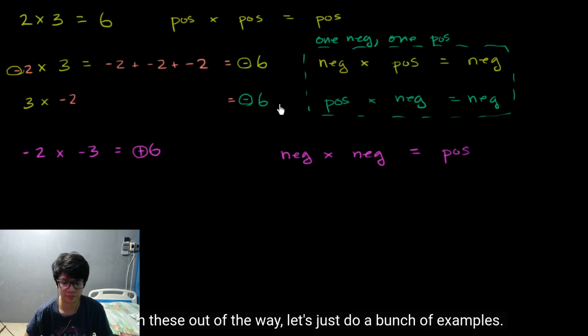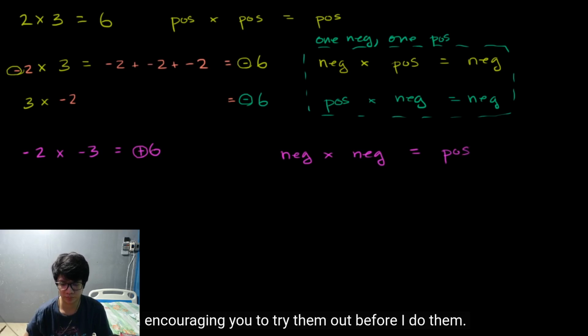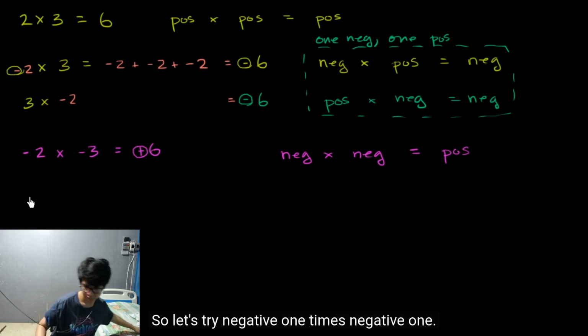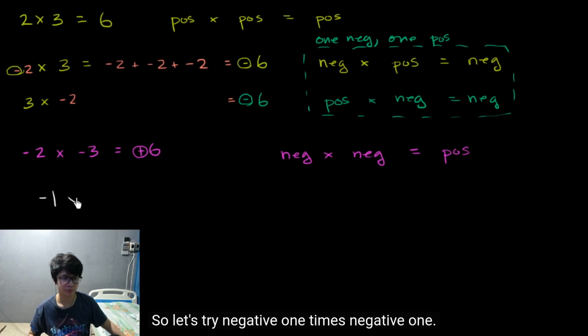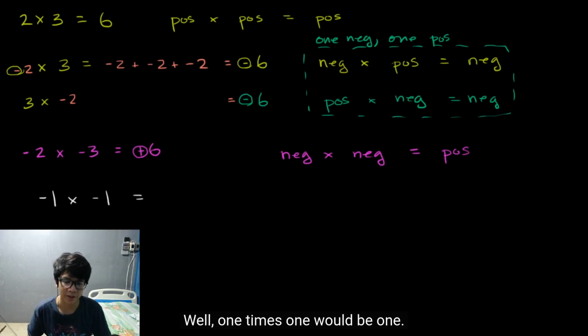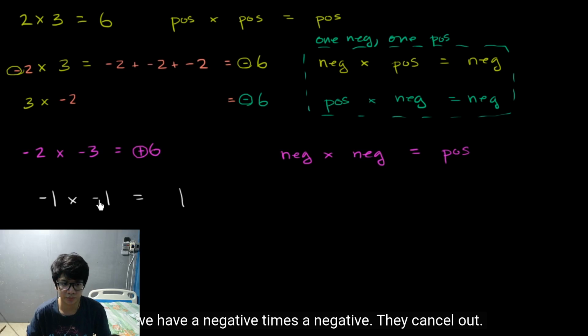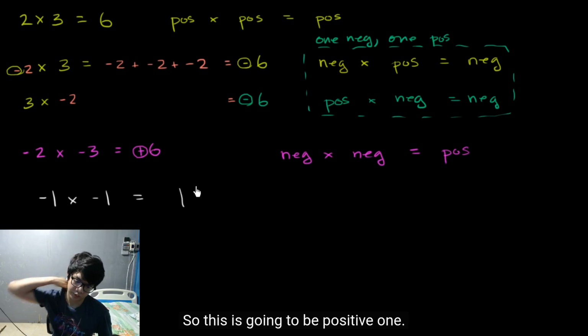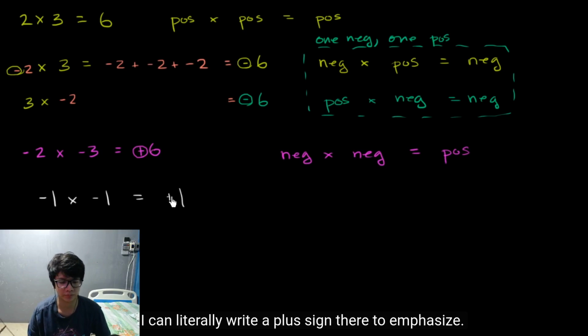Now with these out of the way, let's just do a bunch of examples, and I encourage you to try them out before I do them. Pause the video, try them out, and see if you get the same answer. So let's try negative 1 times negative 1. Well, 1 times 1 would be 1, and we have a negative times a negative. They cancel out. Negative times a negative gives me a positive, so this is going to be positive 1.